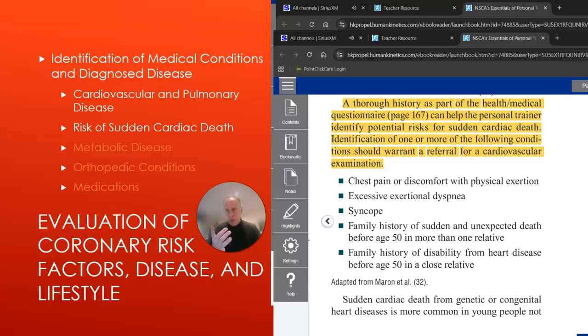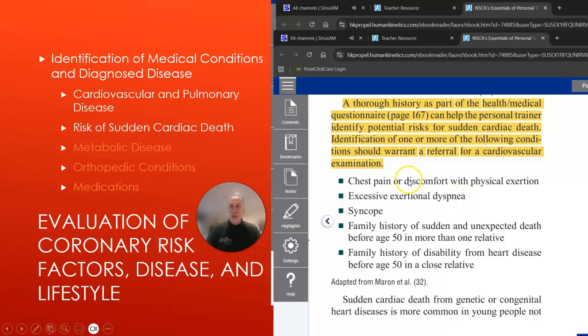Do they have chest pain or discomfort with any kind of physical exertion? Do they have any kind of excessive dyspnea? And then do they have syncope? Family history of sudden unexpected death before 50. These are all the things that are right there in that 8.1. Any kind of heart disease before 50 in a close relative, like a level 1 relative.